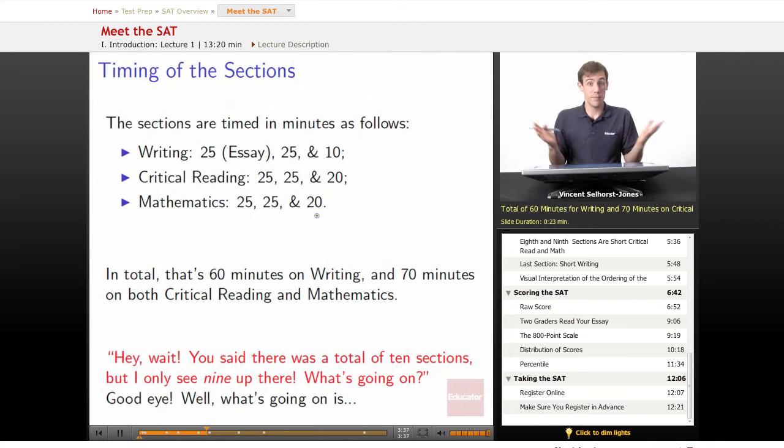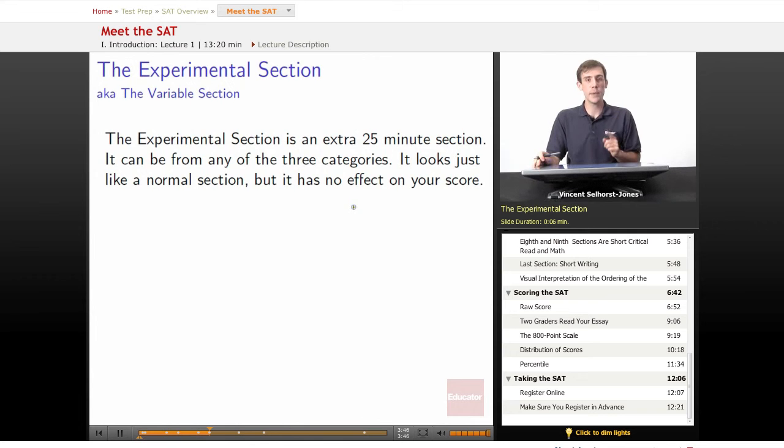What's going on? Yeah, you caught me, you're right. There are 9 sections here, but you'll actually have 10 sections on the test. What's going on is the experimental section. It's also sometimes called the variable section. The experimental section is an extra 25-minute section. It can be from any of the 3 categories. It could be a writing section, a critical reading section, or a math section. It's going to look just like a normal section, but it has no effect on your score. So unlike all of the other sections, how you do on it doesn't matter.